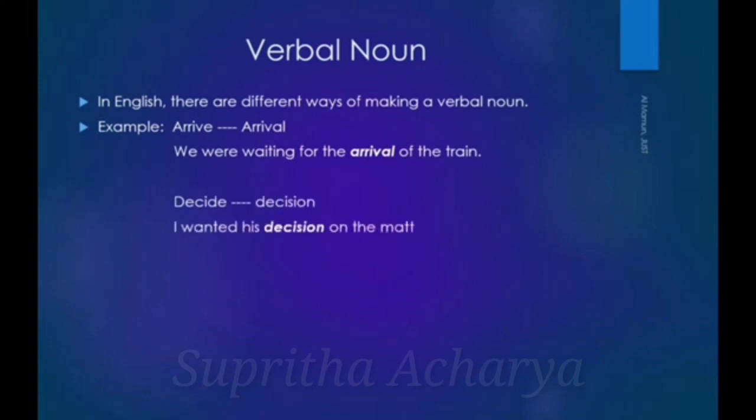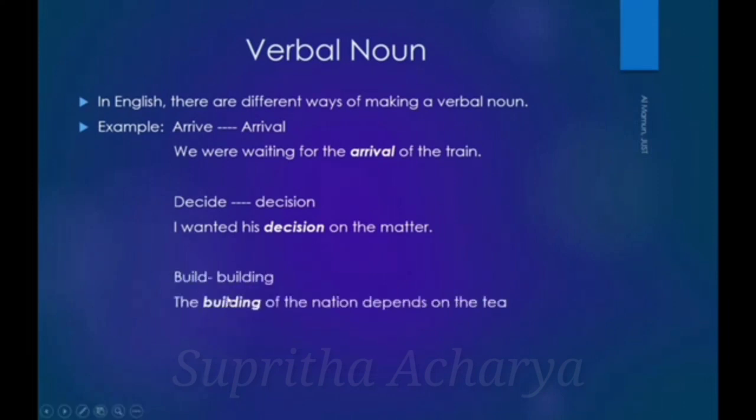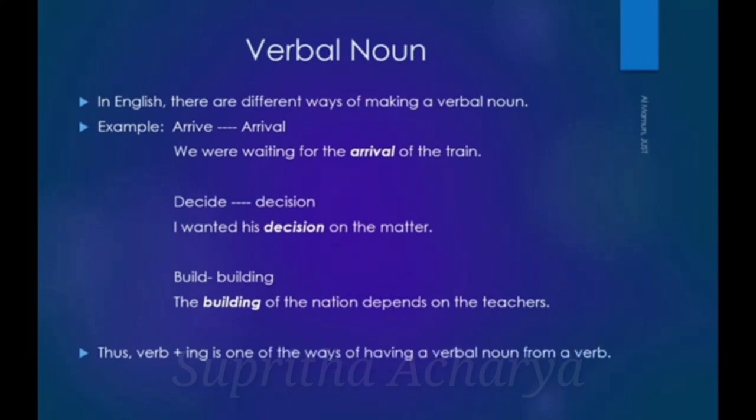Decide, another verb, and the verbal noun is decision. I wanted his decision on the matter. From build, we have verbal noun building. The building of the nation depends on the teachers. So verbal noun is a type of verbal. So it's the gerund, participle, and verbal noun. All of them come from a verb and they are verbal. But in case of verbal noun, we have some extra characteristics. Thus, verb plus ing is one of the ways of having a verbal noun from a verb.